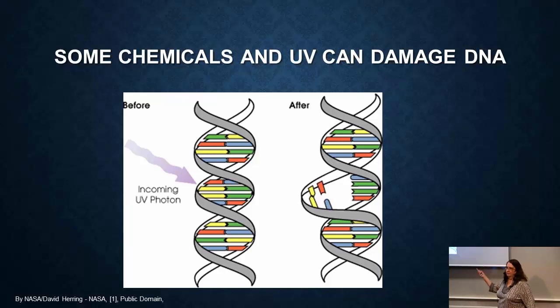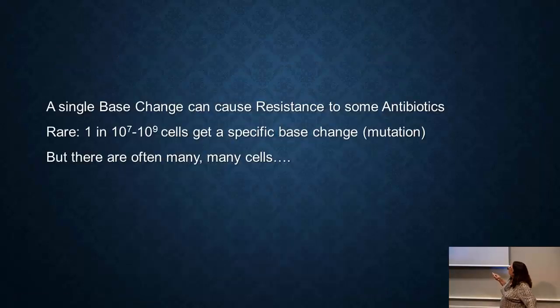So bacteria are the same. Bacteria can be affected by chemicals or UV, for example, and get mutations. So a single base pair can cause resistance to some antibiotics. These are rare. Typically, it's on the order of 1 in 10 to the 7th or 10 to the 9th cells that get a specific base change. But there are often many, many, many cells. In 1 milliliter of media in the lab, we have 10 to the 9th cells. So we will have a mutant in there.